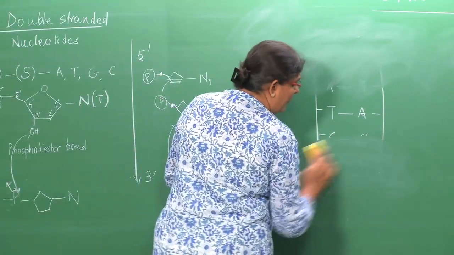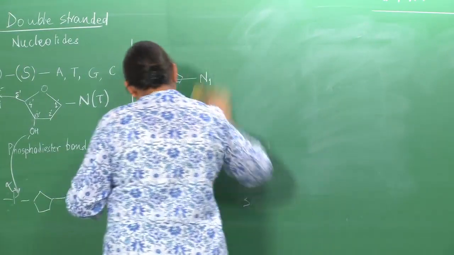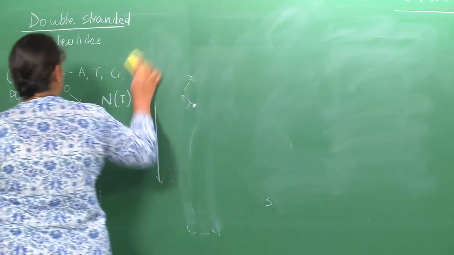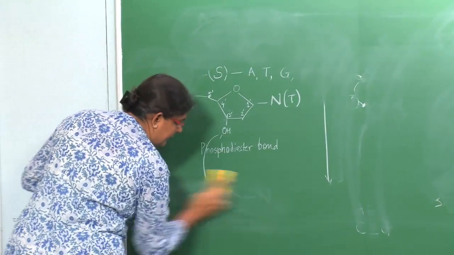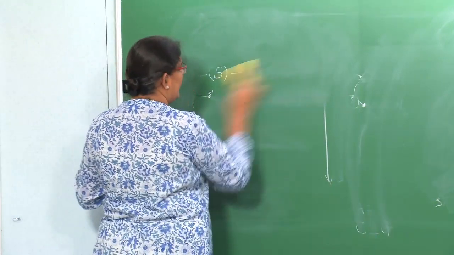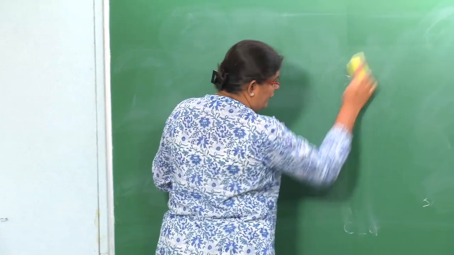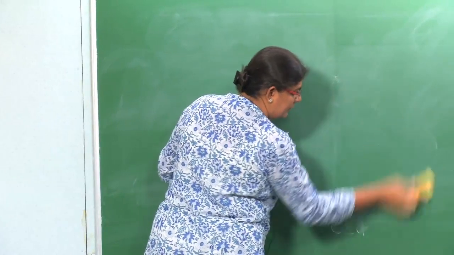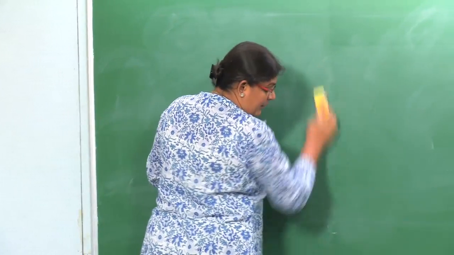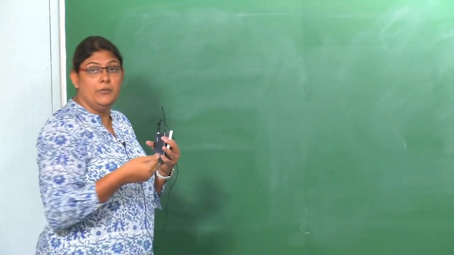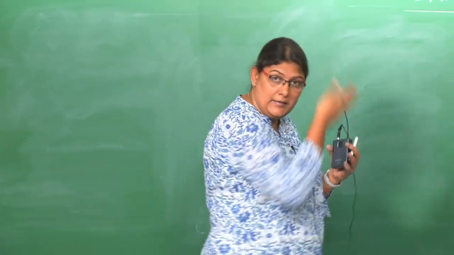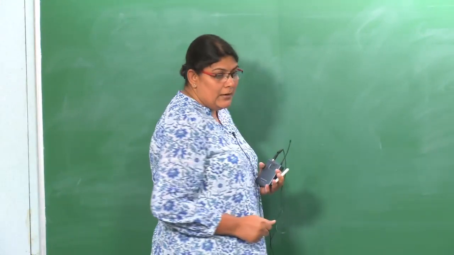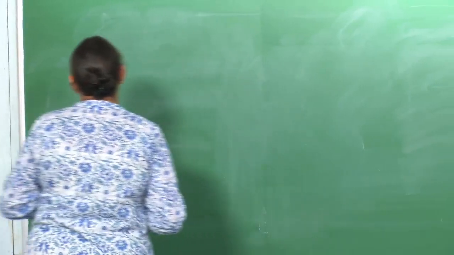Now, I want you to remember, again I am reiterating, two things: anti-parallel strands, complementarity, and formation of phosphodiester bonds from 5 prime to 3 prime, or the incoming of the newer nucleotide and formation of a phosphodiester bond, and hence the directionality in 5 prime to 3 prime. Now, let us look at the DNA replication itself.